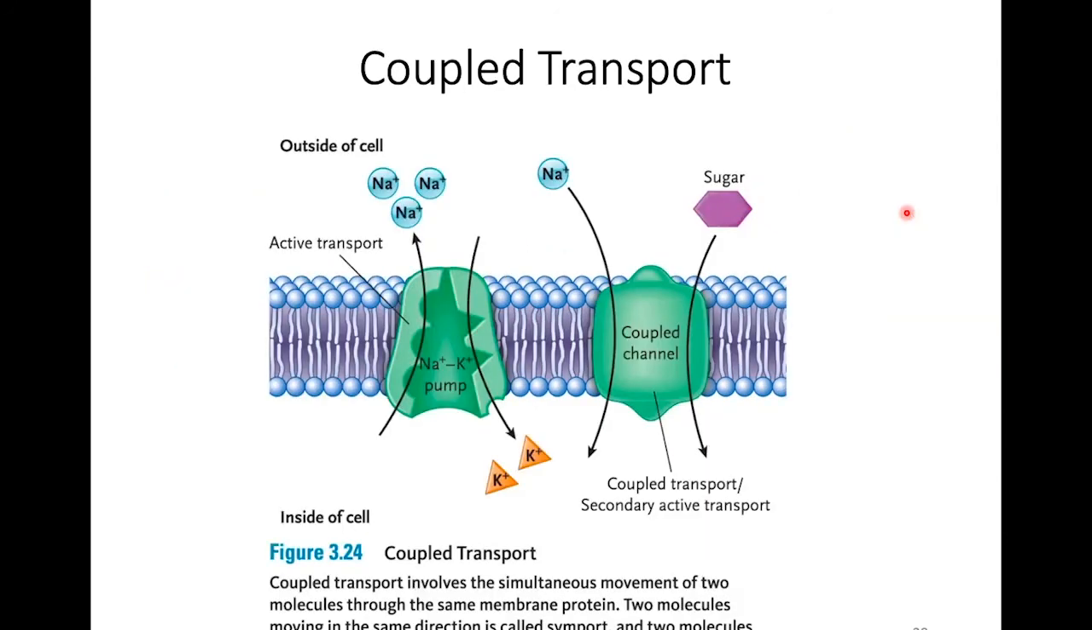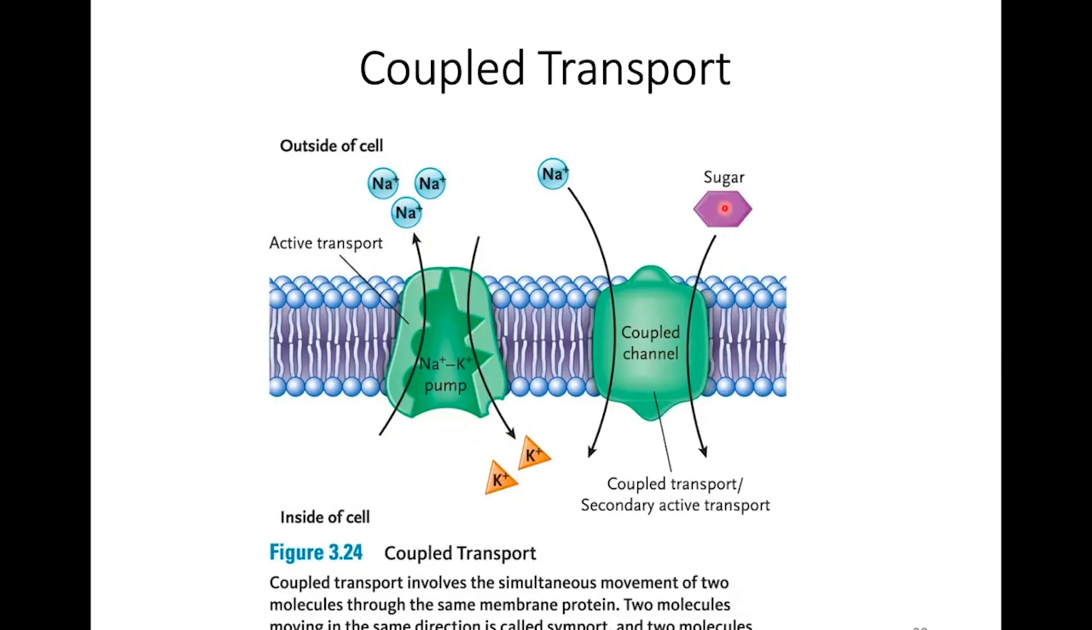Now, lastly, we're going to take a look here at coupled transport mechanisms. So one of them that we already looked at were these sodium-potassium pumps. Okay, this is an example where sodium transport is going to be coupled with potassium transport. So for every 3 sodium that are pumped out of the cell, 2 potassium are brought back into the cell. Remember, it requires ATP.